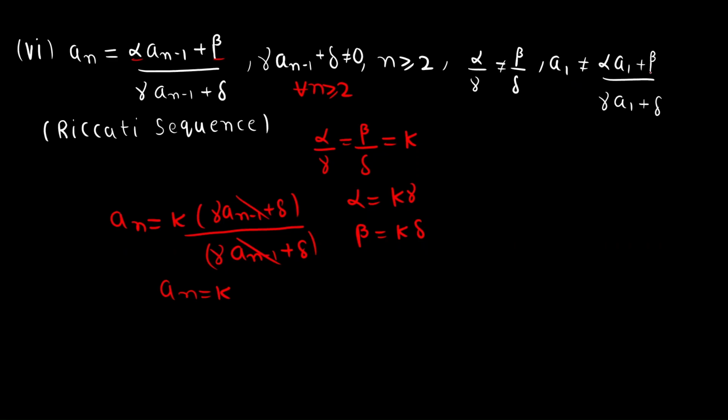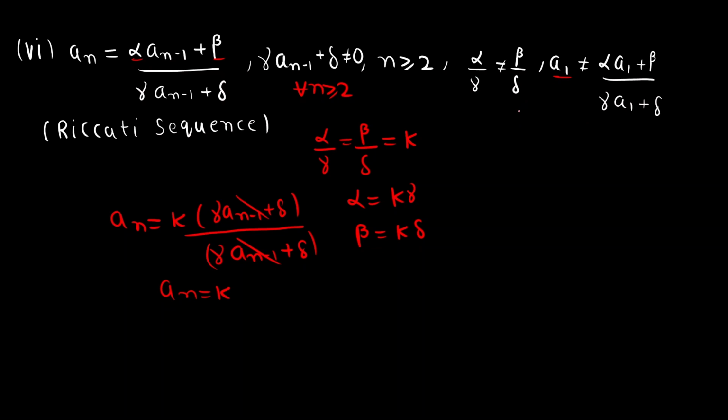We also don't want a1 to be equal to alpha a1 plus beta by gamma a1 plus delta, because if I put n equal to 2, I'll get alpha a1 plus beta by gamma a1 plus delta, which is nothing but a1. a2 will be equal to a1. Similarly, I'll get a3 equal to a2, and so on. The sequence will be a constant. So that is why we put this restriction.